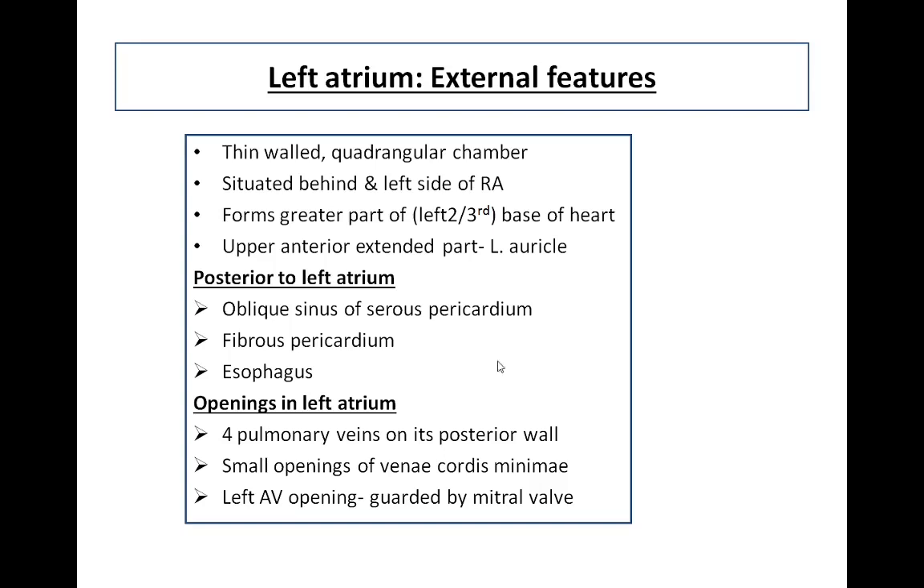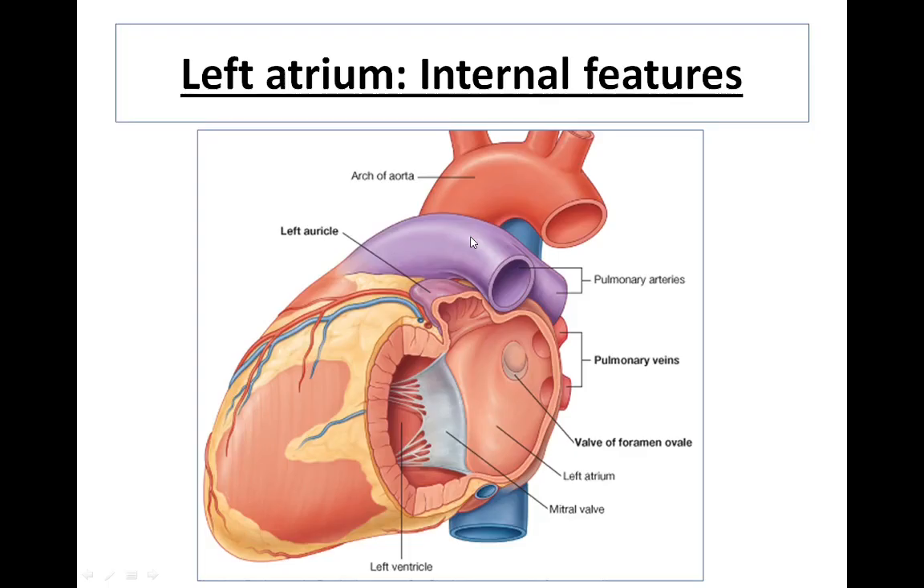External features of the left atrium. It is a thin-walled, quadrangular chamber situated behind and to the left side of the right atrium. So the right atrium will be on your right side as well as anterior, and slightly posterior and to the left of the right atrium we have the left atrium. It forms the greater part of the base of the heart, that is the left two-thirds of the base of the heart.